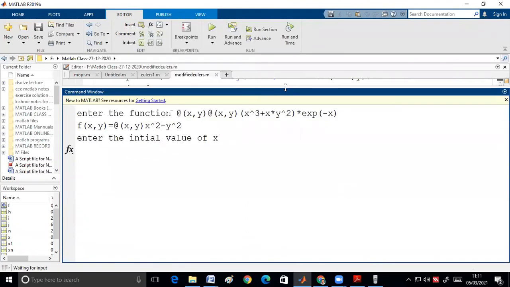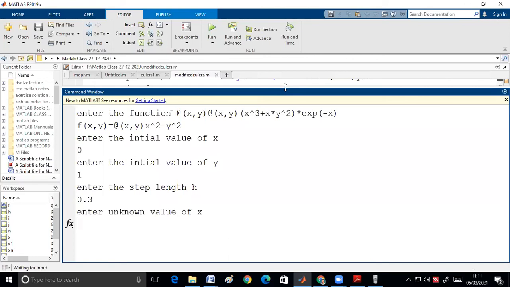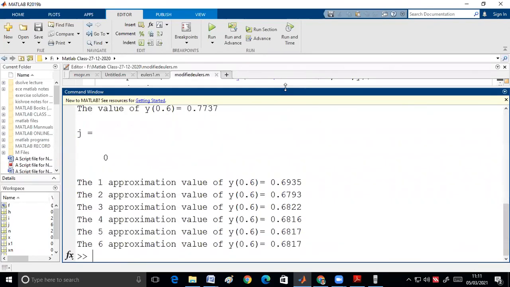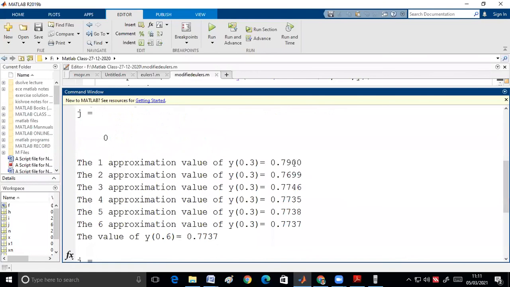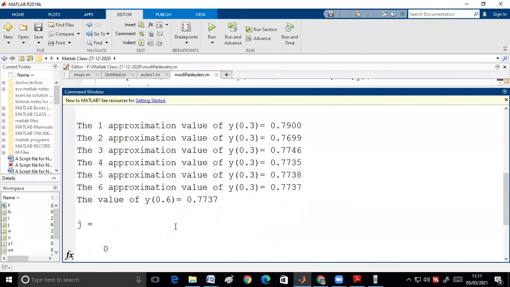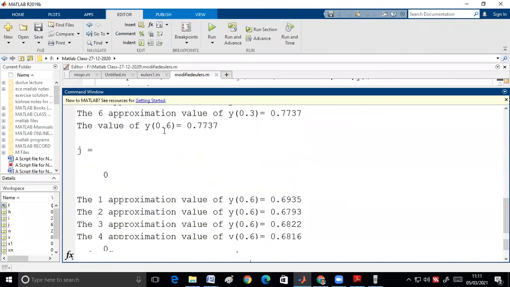The given function, initial value of x, initial value of y, step size is 0.3 and the unknown value is 0.6. So we will repeat the same step 2 times. First we give all the values. This is the initial y value, first approximation, second approximation, third approximation. So finally you will get this value. I think there's a small error in this one.